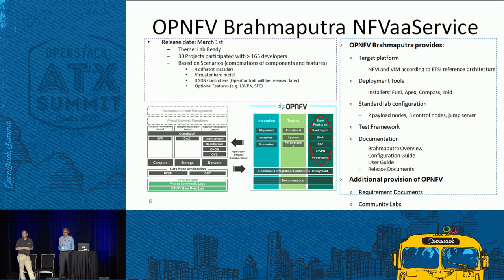You can use a configuration guide to see how you have to set up your network and this environment. And then you can just download and start this, and it will deploy on this standard configuration, which is a lab with five servers: two payload nodes, three control nodes, so we can have HA of OpenStack, and a jump server, which is a server doing this deployment.